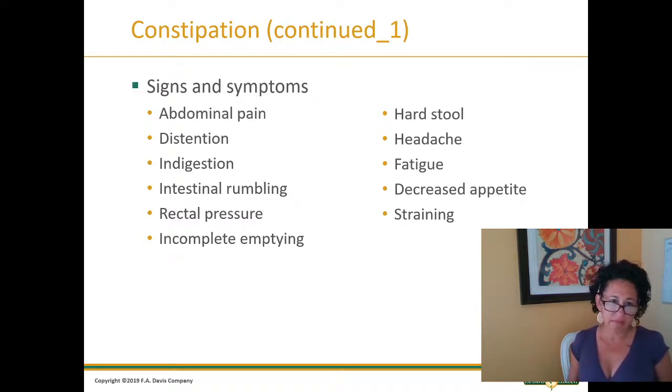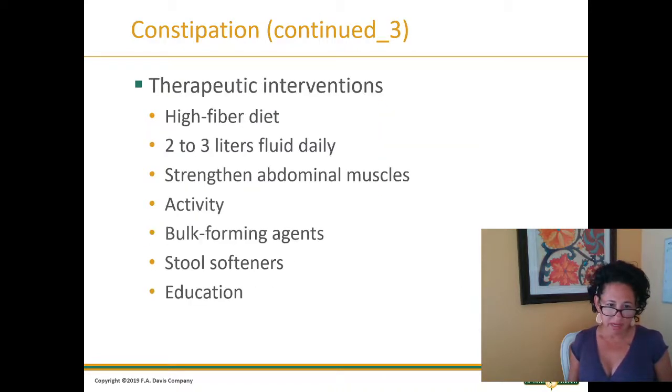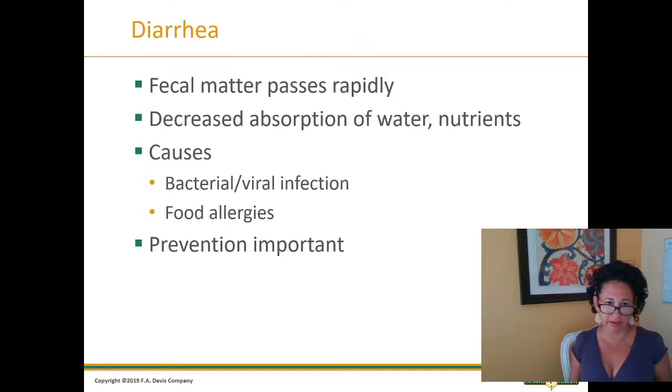What do we see? Abdominal pain, distension. This is stuff you guys are familiar with. Look at this, review it. I'm not going to spend a lot of time. We have 96 slides here. Therapeutic interventions, high fiber diet. Okay. Establish rapport, determine history, auscultate bowel sounds, inspect and palpate. Okay. Diarrhea is constipation's friend. You can cause diarrhea from trying to correct the constipation.